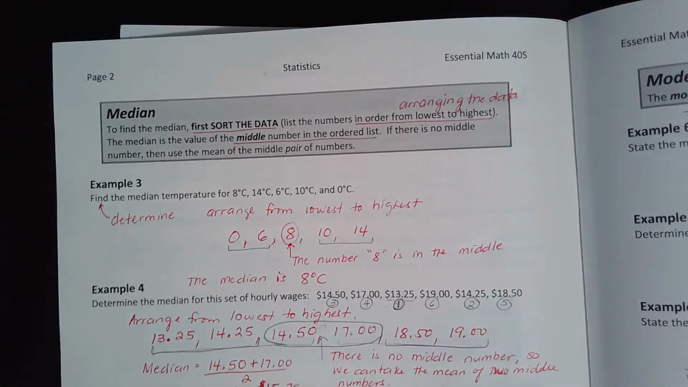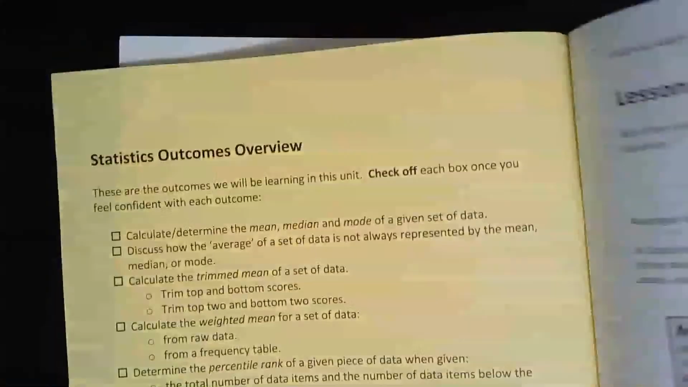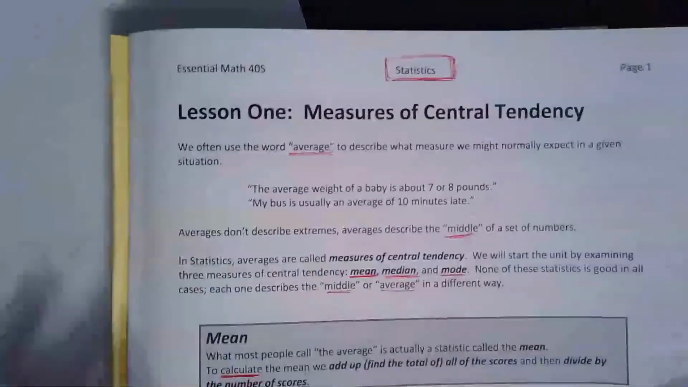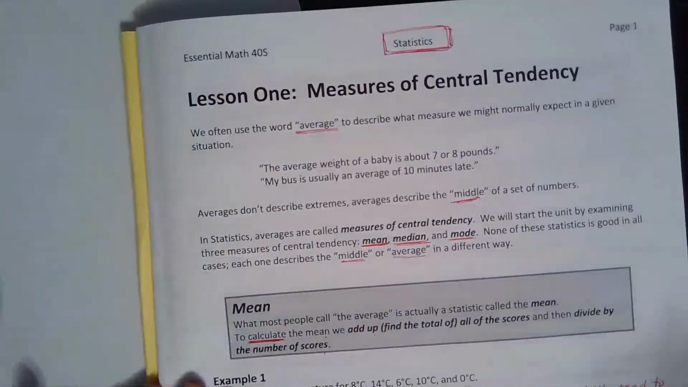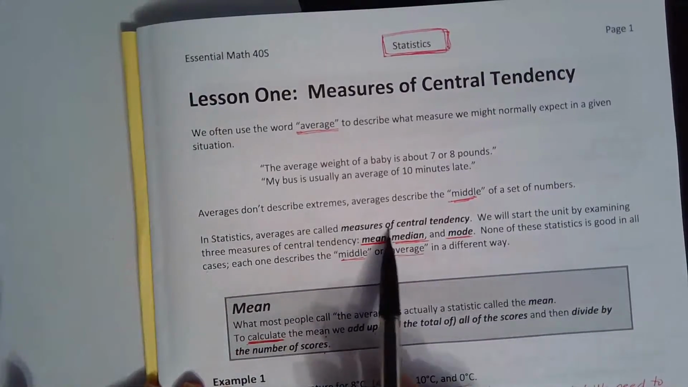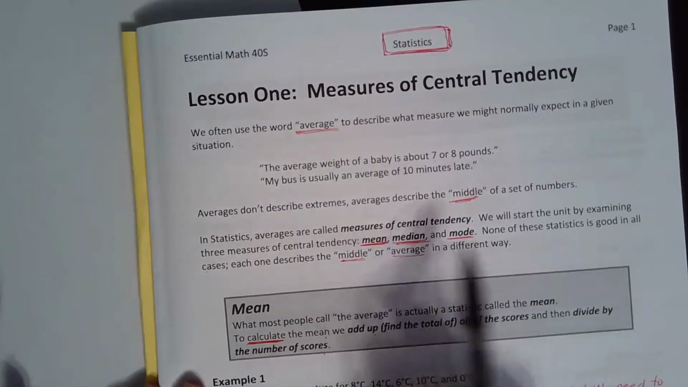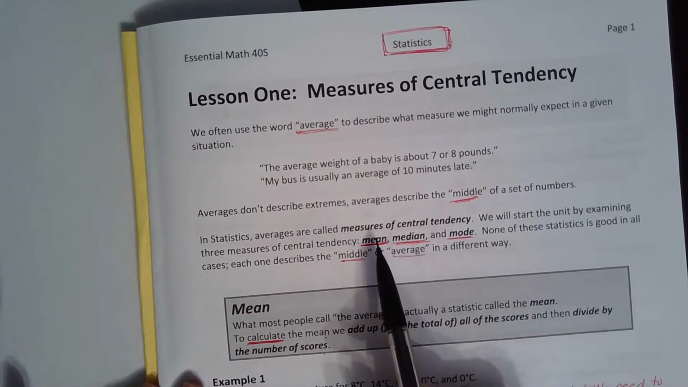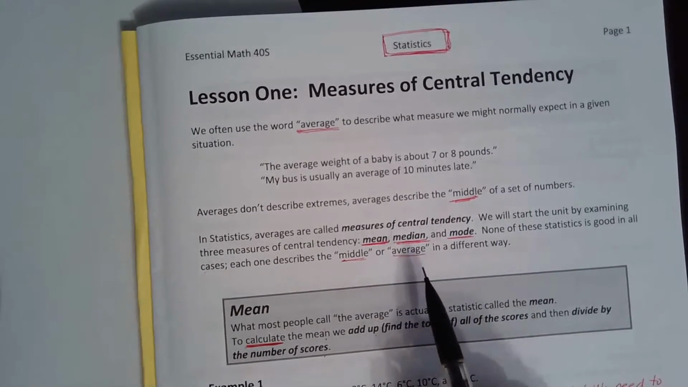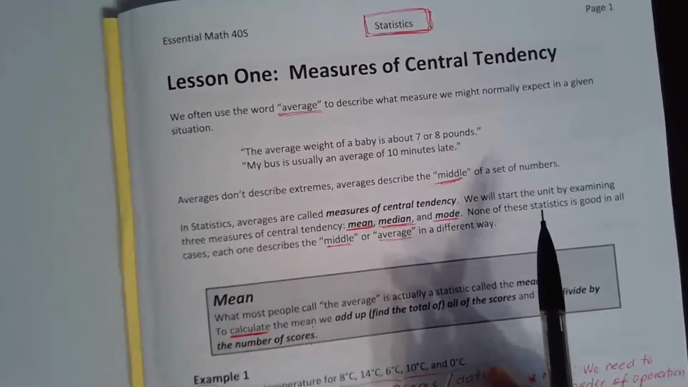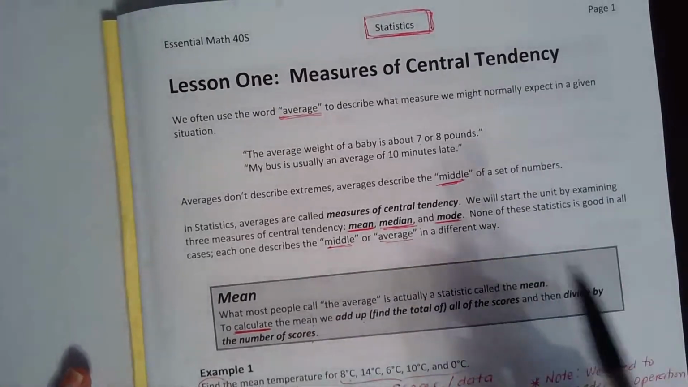Yesterday we talked about the three measures of central tendency. We talked about the mean, how to calculate the mean, how to determine the median, and how to determine the mode. Each of these three central tendencies has a different way of figuring it out.